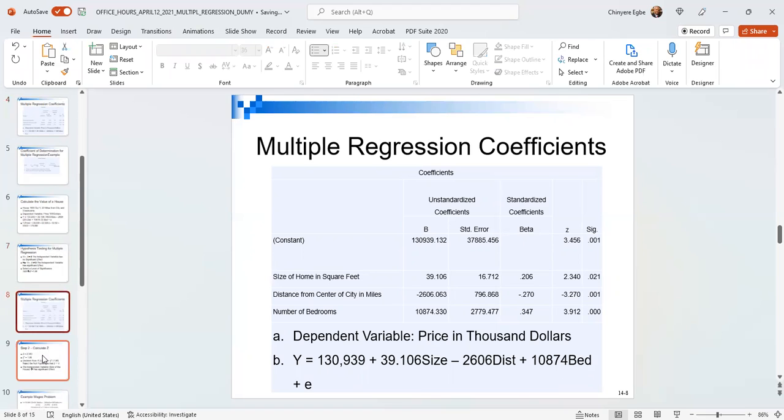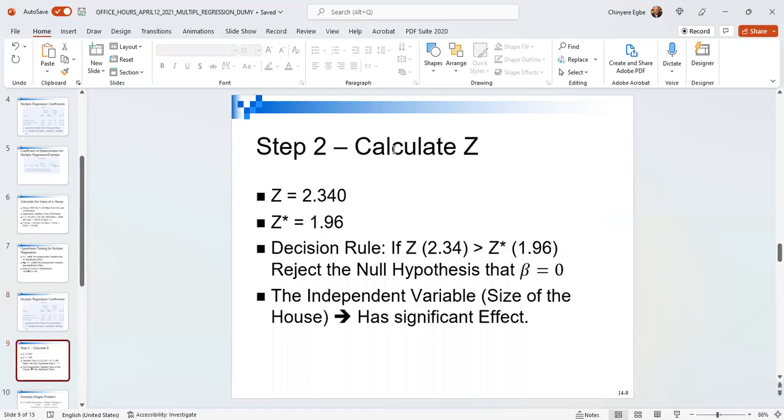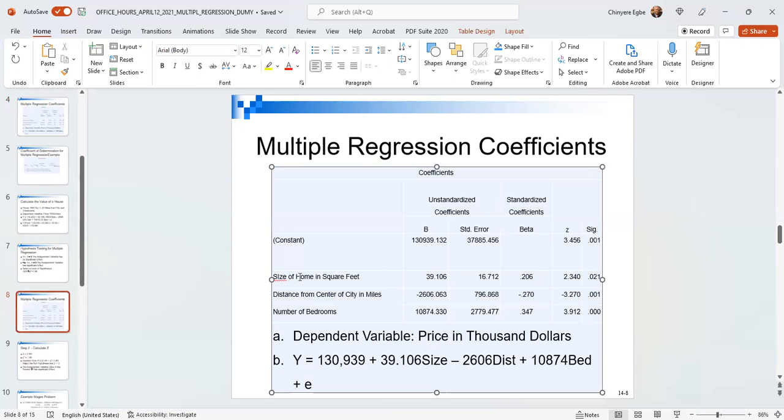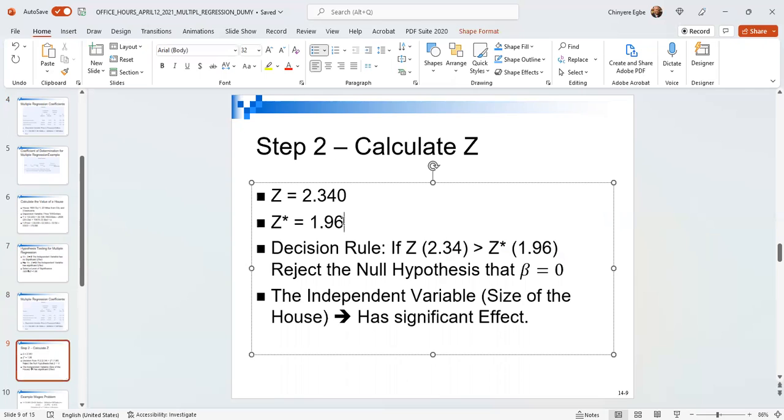Okay. So as you can see here, we look at size of house in square feet. Does size of house in square feet have a significant effect? We use our usual rule. We calculate Z, and from this result, we see that Z is 2.34. Z is 2.34, and our Z star is 1.96.